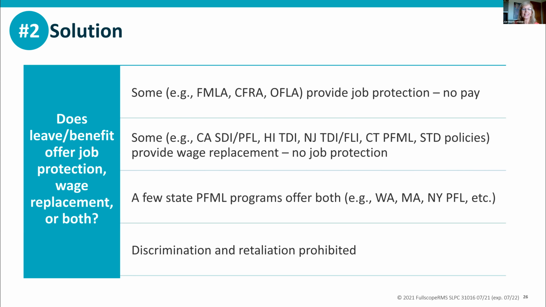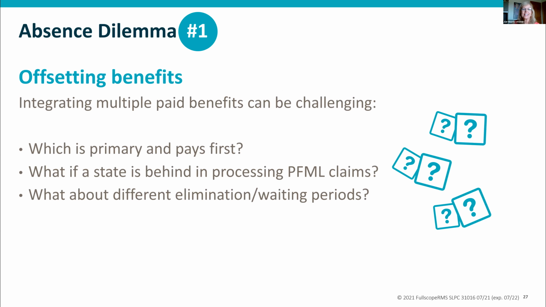We're almost out of time, and dilemma number 1 is offsetting benefits. So when you have integrated multiple paid benefits, can that result in an employee receiving more than 100% of their wages? Which plan is primary, which pays first? What happens when a state is really behind in processing their state program PFML claims? You might be paying STD for the first 12 weeks and the employee is not even getting pay from the state yet because they're so behind in processing. What about different elimination and waiting periods?